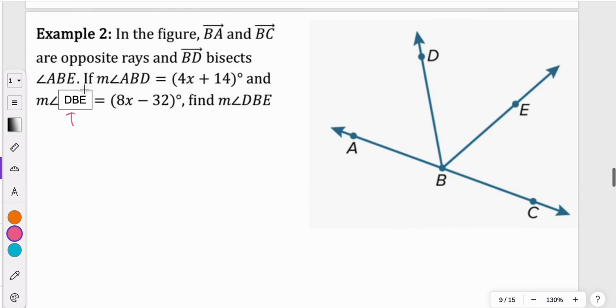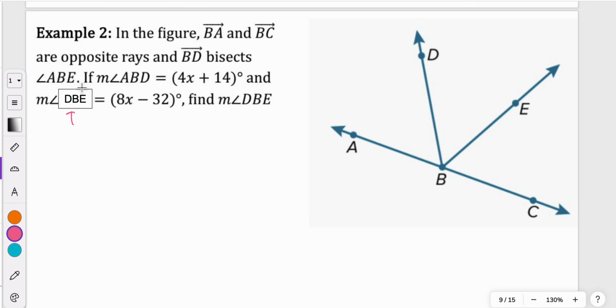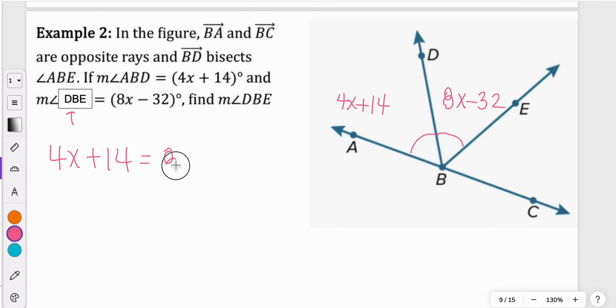reading this. And the figure, ray BA and BC are opposite rays. Okay, cool. And ray BD bisects ABE. So that means half of ABE is equal to the other half. So it's reading if ABD is 4x plus 14 and the measurement of DBE is 8x minus 32, find the measurement of DBE. Well, we know they're equal to one another, so we can set these equal to one another. 4x plus 14 is equal to 8x minus 32 and start to solve for x.